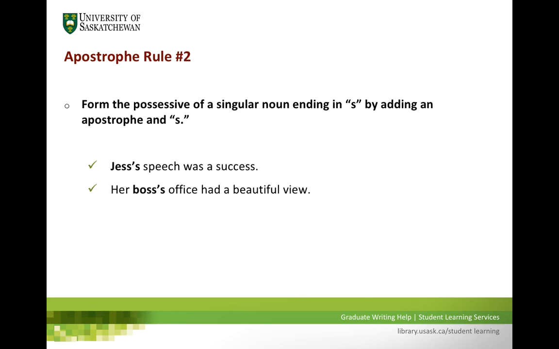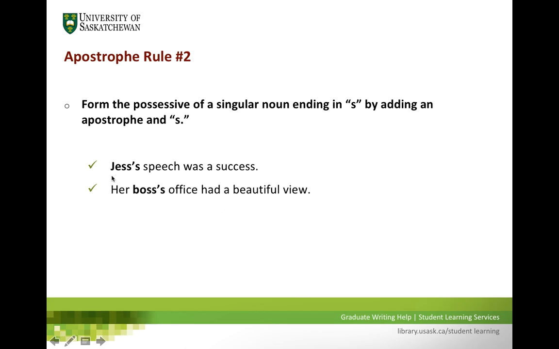And here's apostrophe rule number 2. Form the possessive of a singular noun ending in s by adding an apostrophe and s. Here are 2 examples. Jess's speech was a success. Her boss's office had a beautiful view.